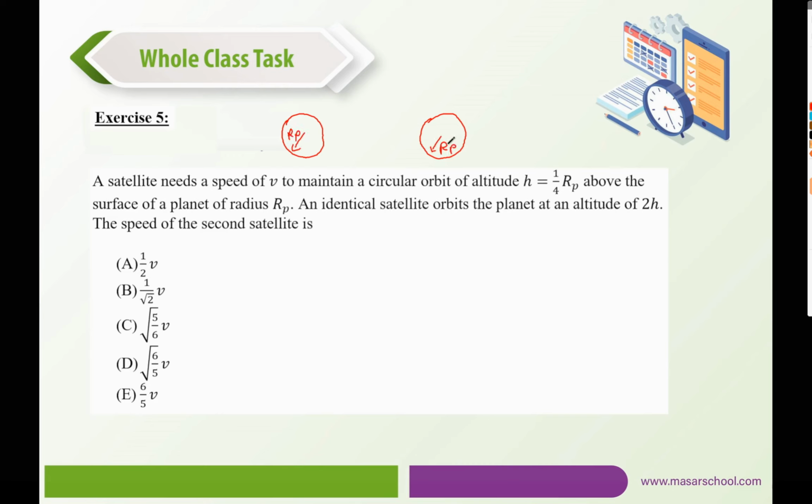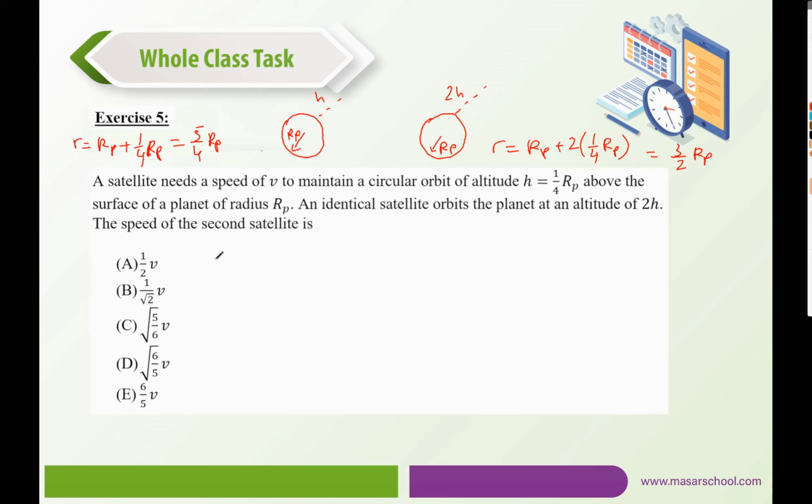Initially, we are at the height h. So here, the radius, which is the separation distance center to center, is given by RP plus 1 over 4 RP. That's basically 5 over 4 RP. And for the other satellite, which orbits at an altitude of 2h, the separation distance r is given by RP plus 2h. h is given by 1 over 4 RP. Then that would be 1 plus half, which is 3 over 2 RP.